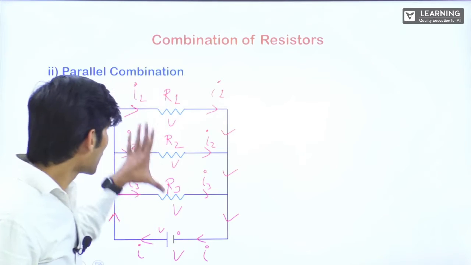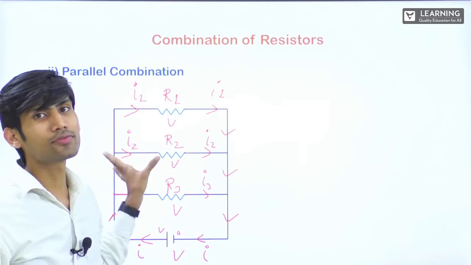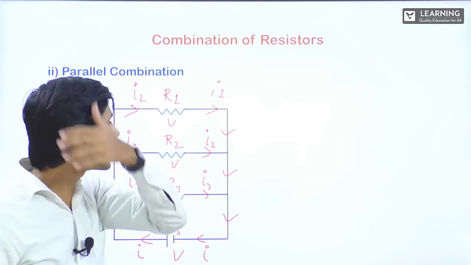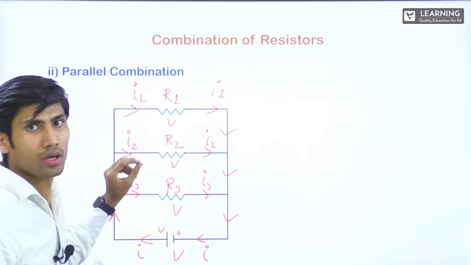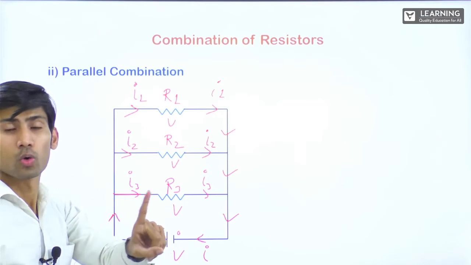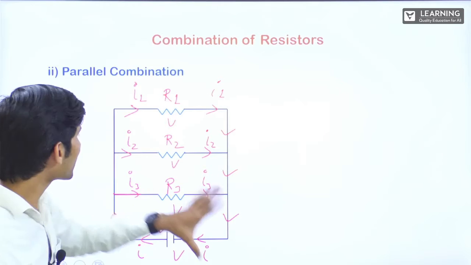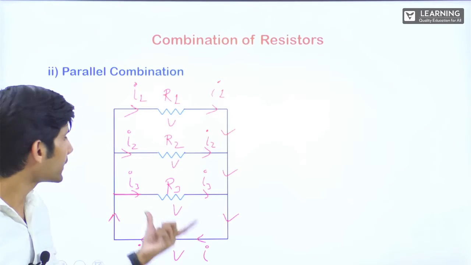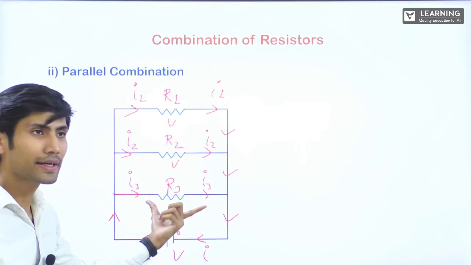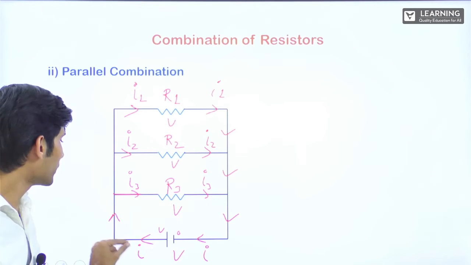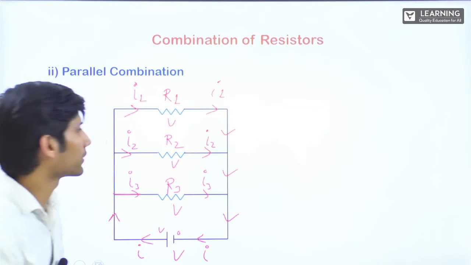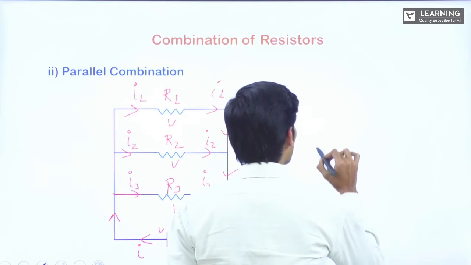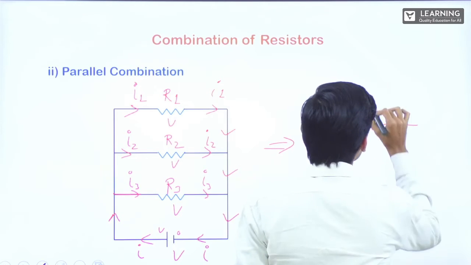Now I want an equivalent resistance for this entire circuit. What does that mean? I want a resistor whose resistance will be such that I can replace all these three resistors with that one resistor, so that the potential difference across is maintained as V and the current will be I, the total current drawn from the battery. Okay, so here the equivalent resistance will be something like this.